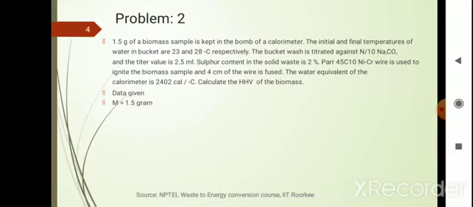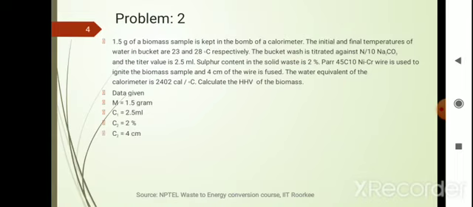So mass is given 1.5 gram. Then C1 corresponding to the factor for acid production, that is titrated by sodium carbonate here, and its value is 2.5 milliliter. So C1 is 2.5 milliliter. What is C2? C2 will be the sulfur content. So it's another error correction factor which represents the content of sulfur in the biomass. Here it is 2%. So C2 will be 2.